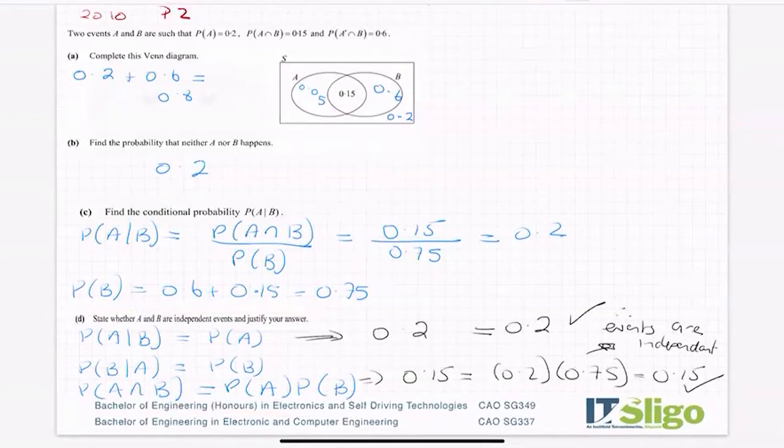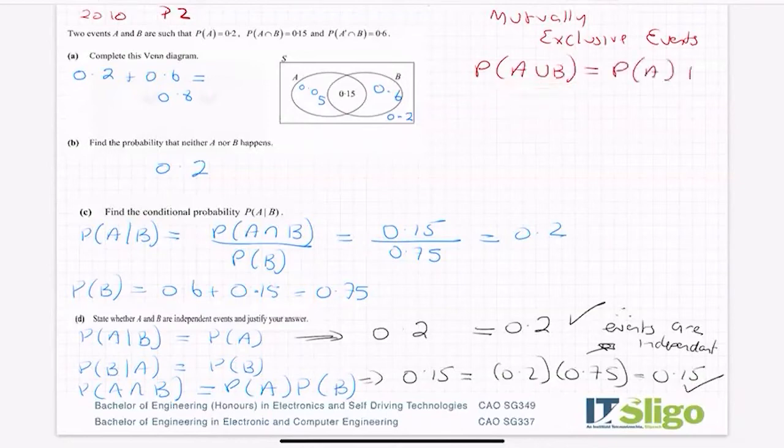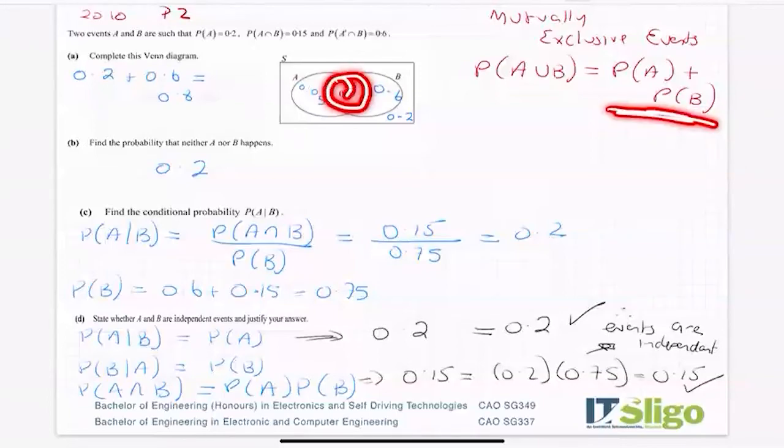The third one you should know how to do is mutually exclusive events, okay? And just for completion, mutually exclusive events. A mutually exclusive event is one that cannot happen at the same time. So therefore, A union B is the probability of A plus the probability of B. So we don't subtract off the intersection here because there is no intersection.